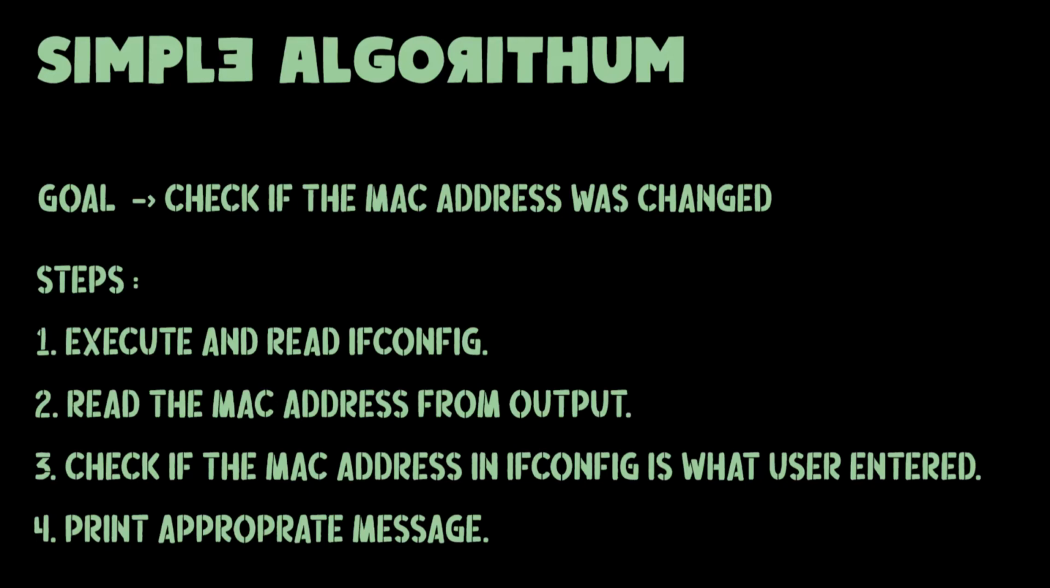Welcome back to another video on Python for Ethical Hackers. If you remember from our last few videos, we are creating an algorithm to solve the problem of whether the MAC address was changed or not. In that, we accomplished our first step, which was to read the output from a specific command, and now we are heading to the second step, which is to get the MAC address from the output.